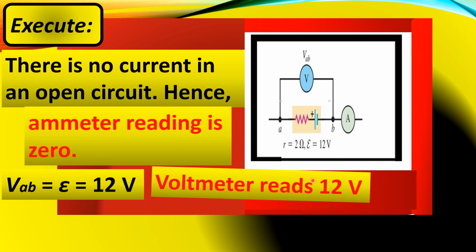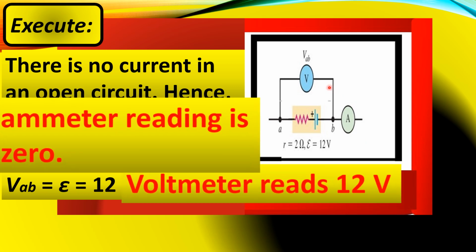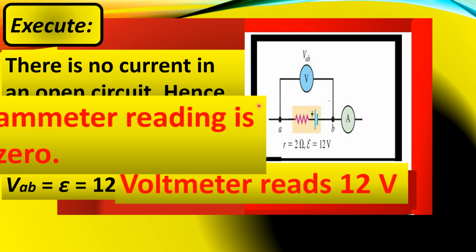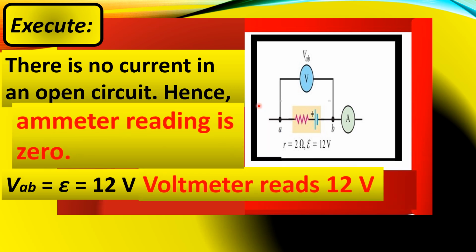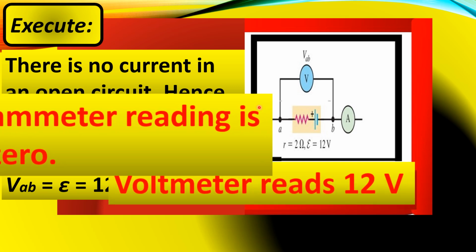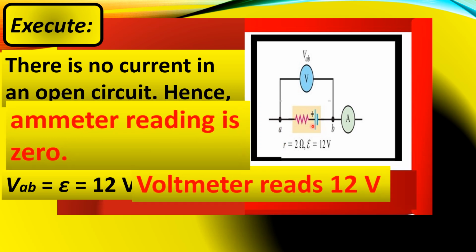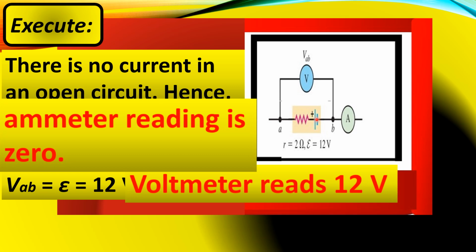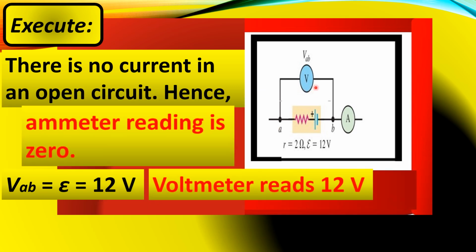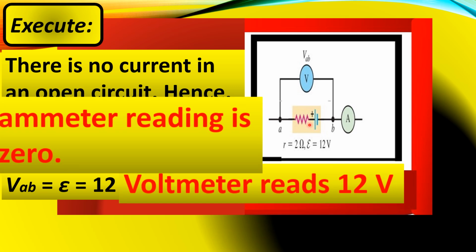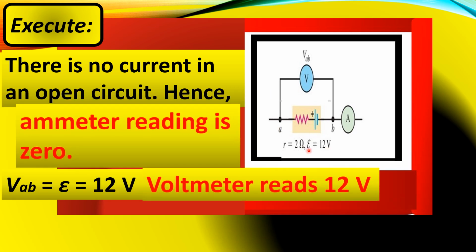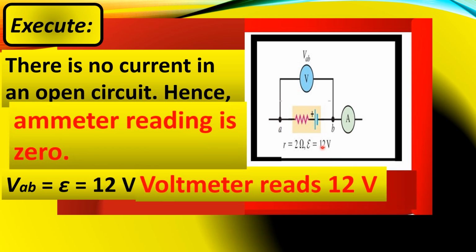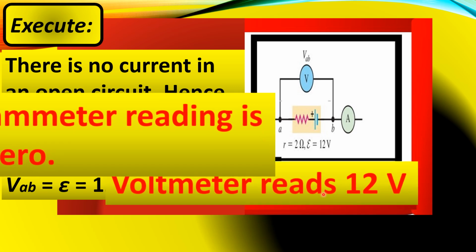Notice that the voltmeter is connected parallel to the battery. So conceptually, in a parallel connection, the voltage across each load is just the same. That means whatever is the potential across the battery is also the potential that is measured by the voltmeter. So the reading in the voltmeter is just equal to the EMF of the battery, which is 12 volts.